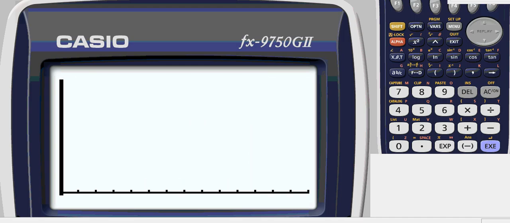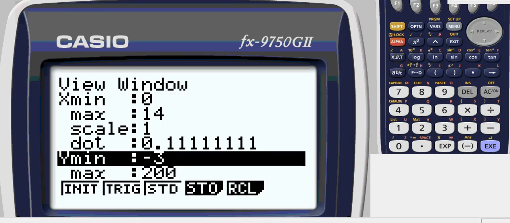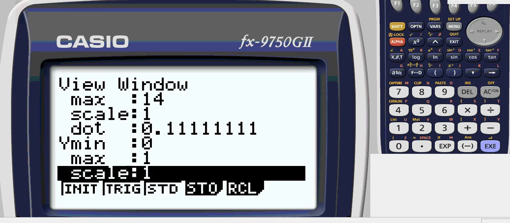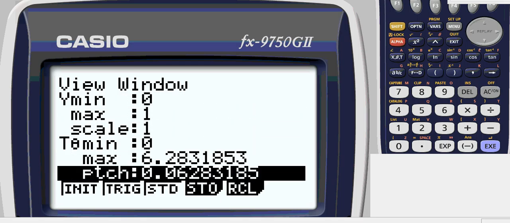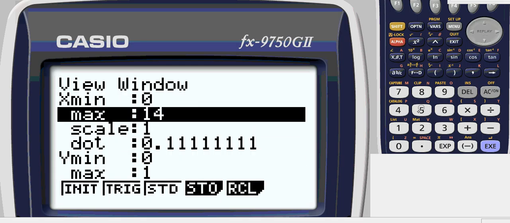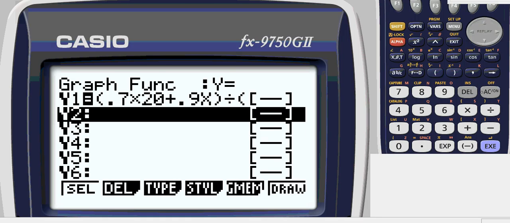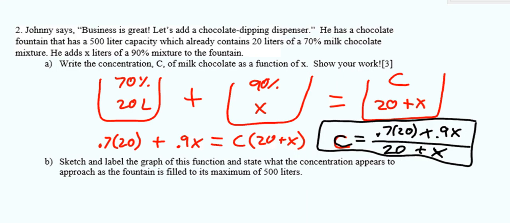Now, when you do this, you're not going to see anything on your regular window because your y values are your percentages, which have to be between 0 and 1, since it'll be 100%. Your x value is how many liters we're adding. The thing only holds 500, so let's go 0 to 500. So this is what the graph would look like. Now we can answer the questions using it.